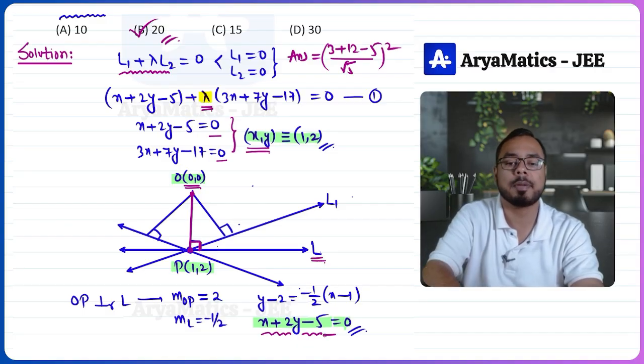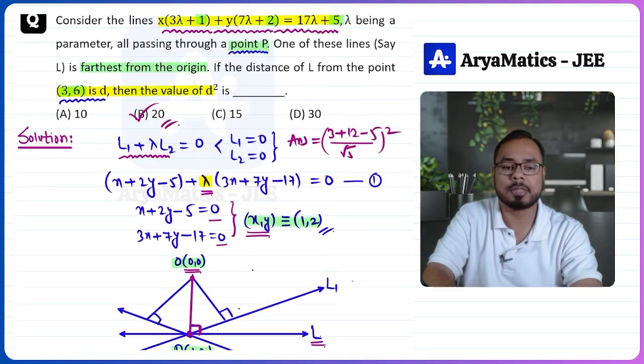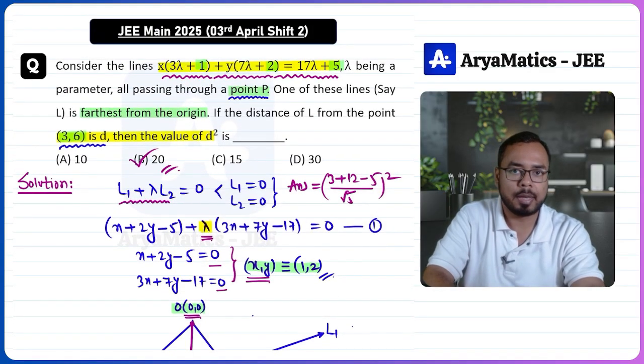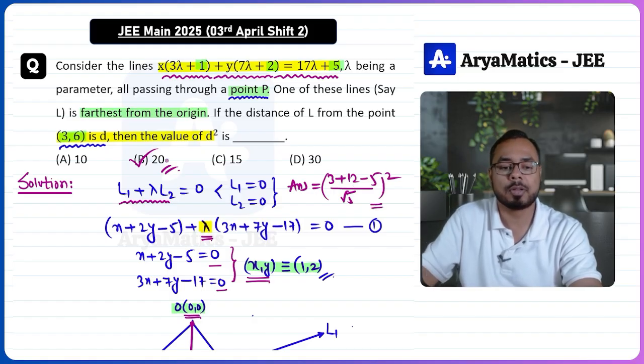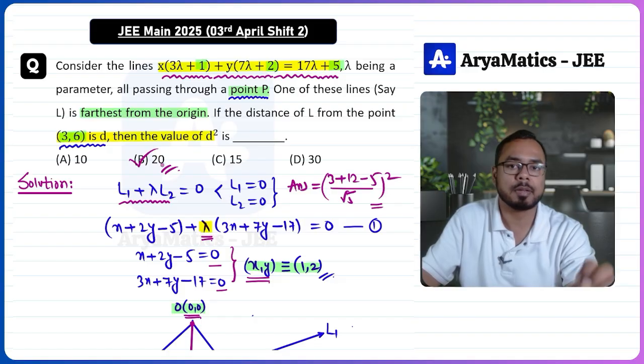Finally, this was the equation, and ultimately the distance of line L from this point 3, 6 will be given by this expression. When you calculate this one, you will get 20 as the correct answer for this problem.